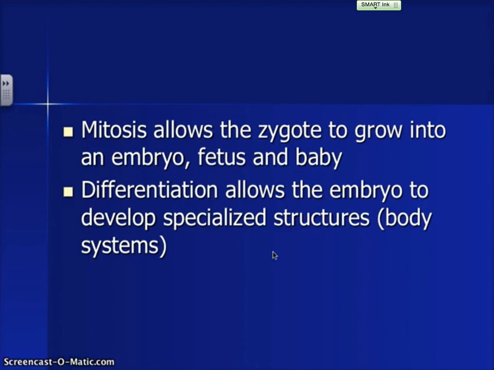Differentiation, remember, allows the embryo to develop the special structures or the body systems. Remember, each cell will get its job by turning on or off certain genes, and then that cell will be determined to have that function for the rest of its lifetime.